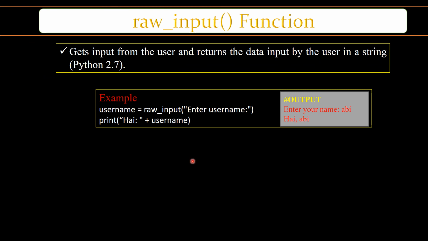The raw_input() function also gets the input from the user and returns the data input by the user in a string format. In Python 2.7 version, we can use the raw_input() function. Here I have given an example. username is equal to raw_input("enter the username"). It works the same way as we have seen before, the only difference is here it is raw_input. So enter the name, here also I have given Abhi. So "hi Abhi" will get printed.